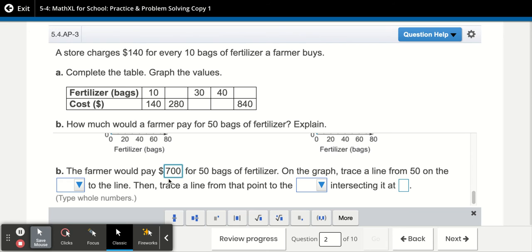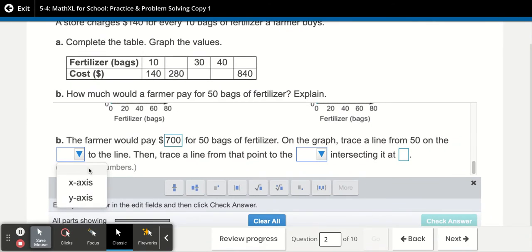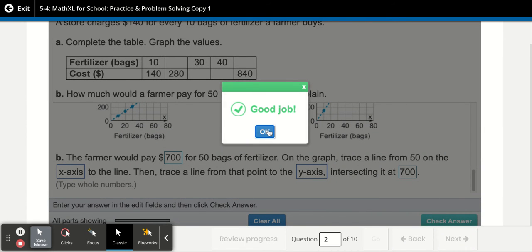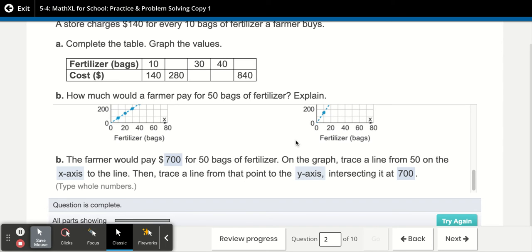On the graph, we trace the line from the 50 on the x-axis to the line. Then we trace from the line to the point on the y-axis intersecting at 700, right? So that's how we knew that it was $700. Great job. Okay, moving on to question 3.